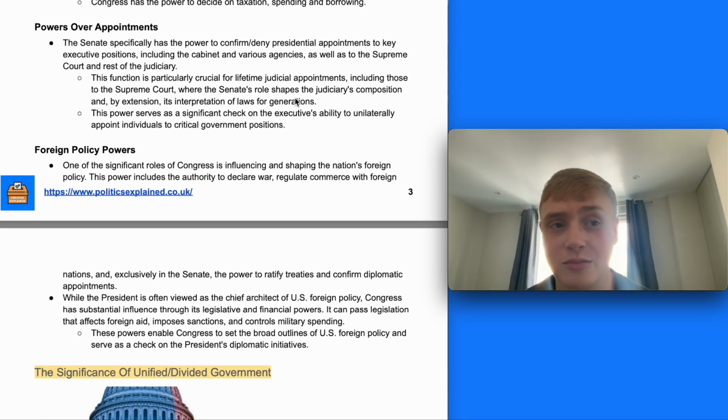Congress also has a key power over appointments, and this is the Senate in particular, which has the power to confirm or deny presidential appointments to key executive positions, including the cabinet and various agencies, as well as the Supreme Court and the rest of the judiciary. This is particularly important for the Supreme Court, as they're lifetime appointments and can have really big political effects.